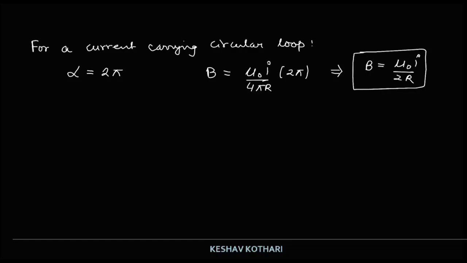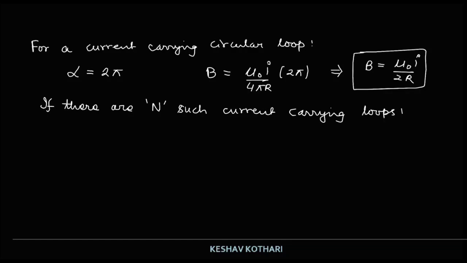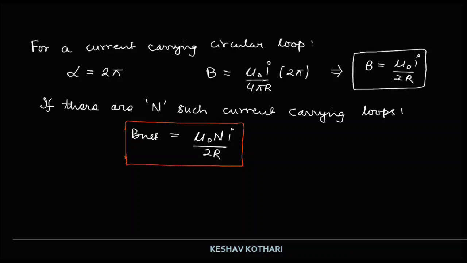Now suppose there are n such current carrying loops. Then the magnetic field at the center, B net, will become equal to mu naught N I upon 2r. So this is going to be the magnetic field at the center of the current carrying circular coil.